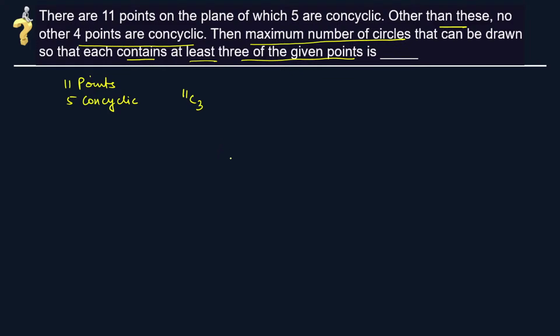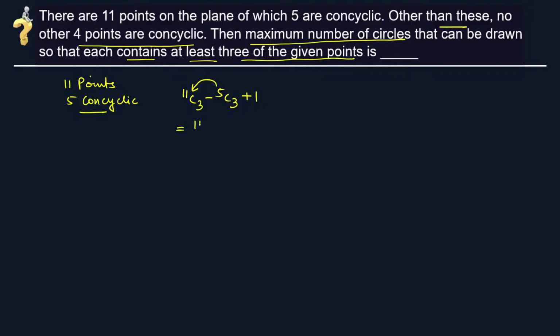But since these 5 points are concyclic, if these 5 points had not been concyclic, then you could draw 5C3 circles, which are actually not formed. So I have subtracted those circles from the total number of circles formed. But through these 5 concyclic points, 1 circle will be drawn, so we have to take that 1 circle into consideration. Therefore, the total number of circles formed will be 11C3 minus 5C3 plus 1.